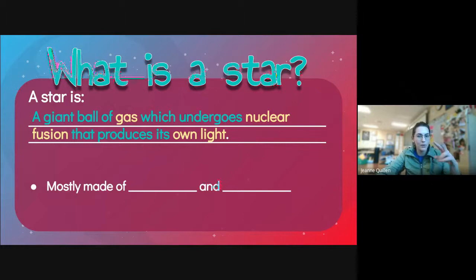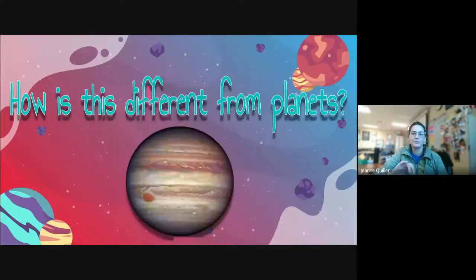Does anyone remember? I mean, I literally just said them. The ingredients in a star are hydrogen and helium, okay? Most stars, when they're in the main sequence, and we'll learn all about the main sequence stars later on in the unit, have hydrogen and helium as their primary ingredients. So how is this different from planets? Does anyone remember from last unit when we learned about Jupiter? What is Jupiter mostly made of? Hopefully you remember Jupiter is also made of hydrogen and helium.